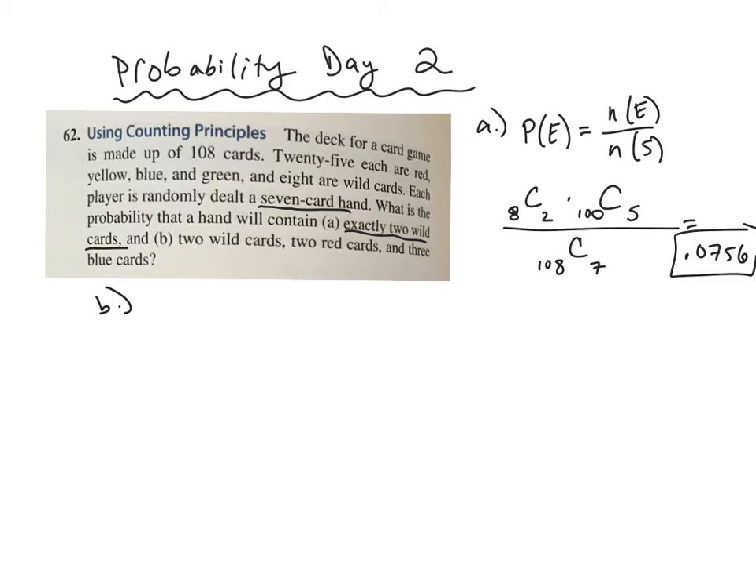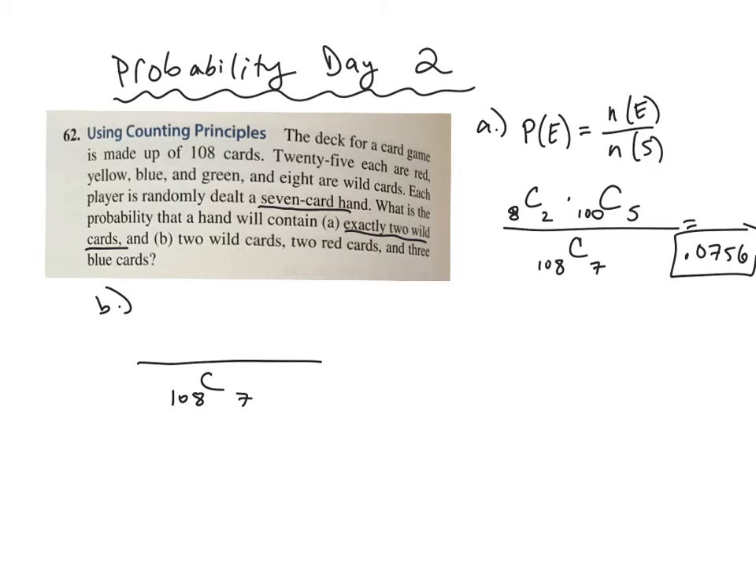For part B, what is the probability that a hand will contain 2 wild cards, 2 red cards, and 3 blue cards? So this time, 2, 2, and 3, they're telling us exactly how to fill up our hand of 7. So again, the denominator is the total sample space. In this case, the total number of ways that we can be dealt 7 cards out of a deck of 108. So some combination out of 108, choose 7.